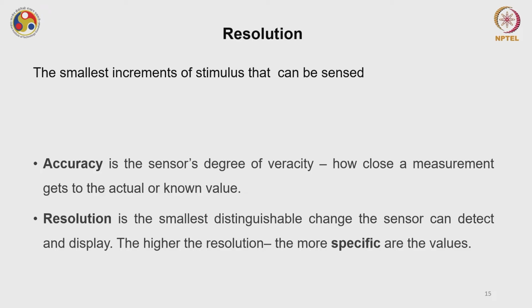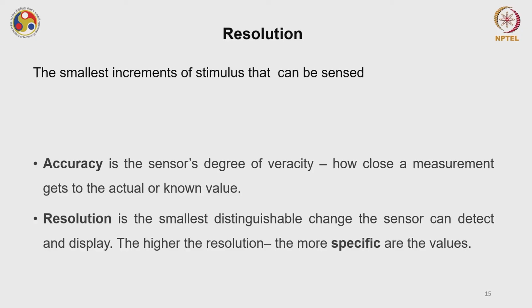Please do not get confused between resolution and accuracy. Accuracy is the sensor's degree of veracity. It means the degree to which a measurement gets close to the actual or the known values. It has nothing to do with resolution.